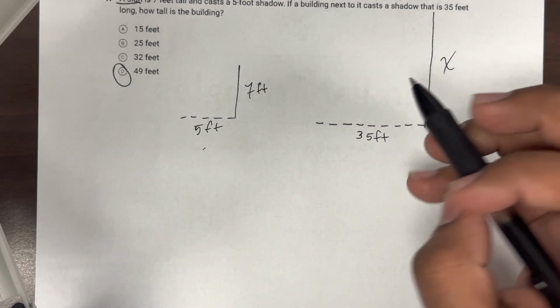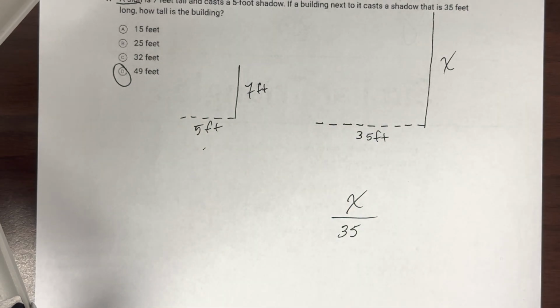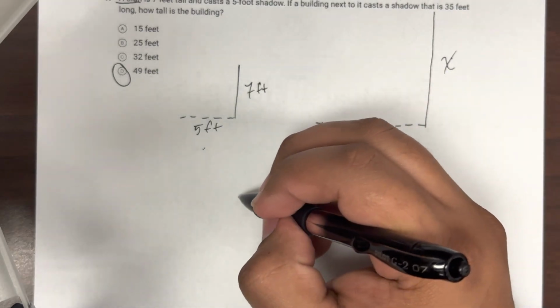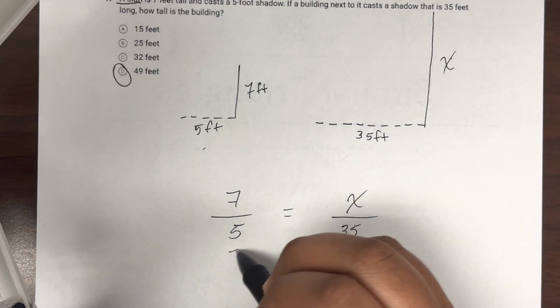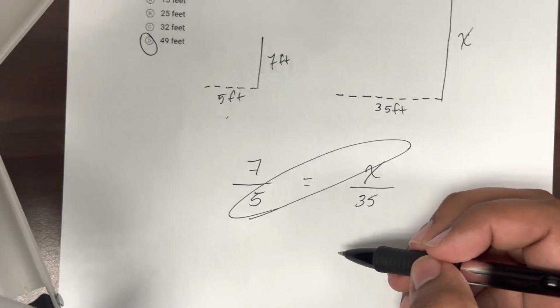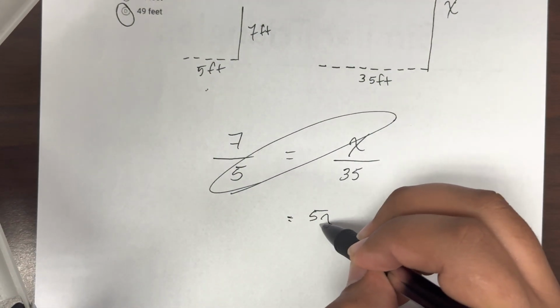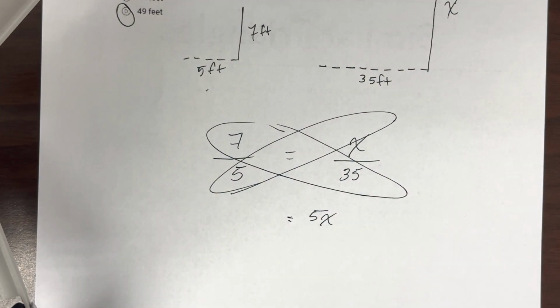I'm going to keep x over my fraction, x over 35 equals, keeping it the same, so that means 7 is on top. 7 over 5. And this is where we cross multiply. Oop, I totally missed. 5 times x is 5x. 7 times 35, I forgot. Let me take out my calculator.